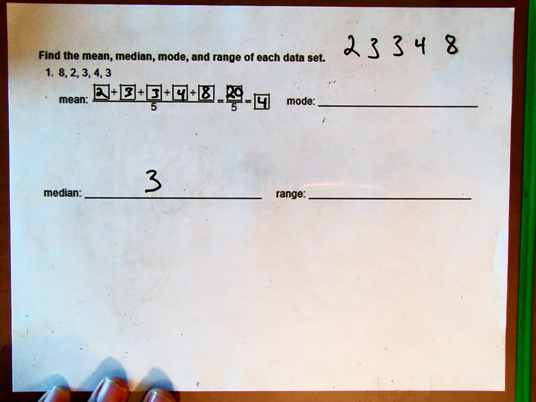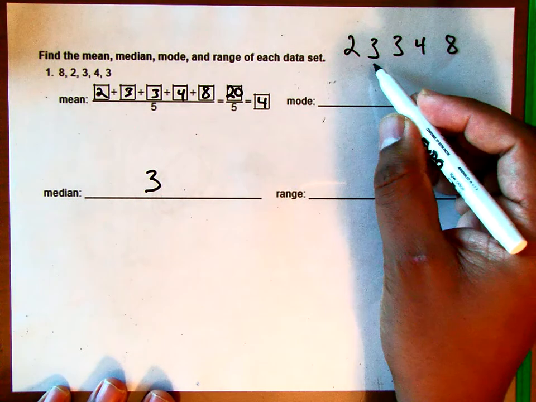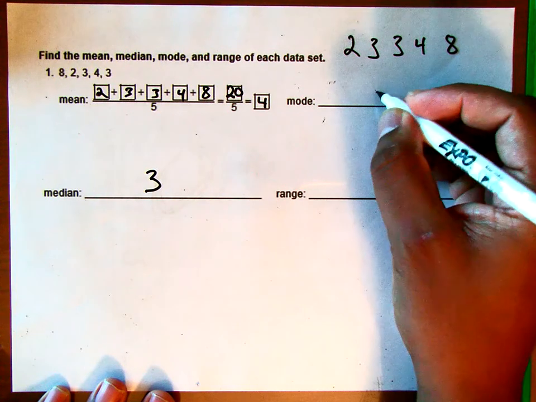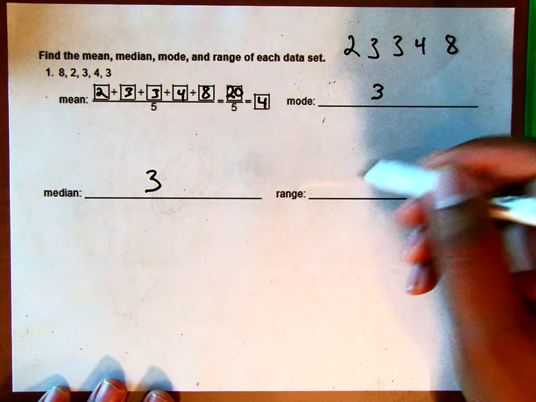All right. The mode is the number that appears the most. And again, the 3 appears the most. So that's 3. Keep in mind that you may not have a mode, or you may have more than one mode.